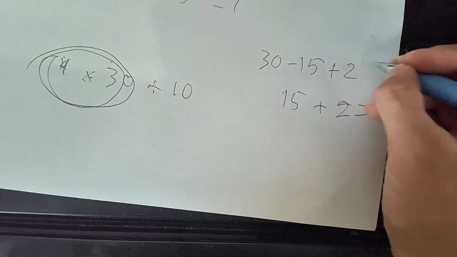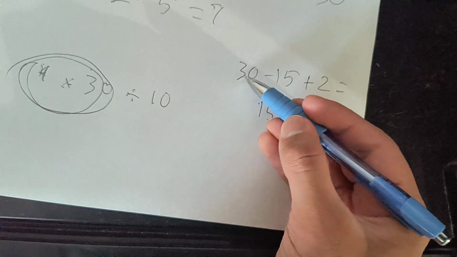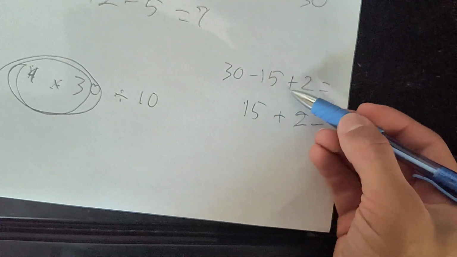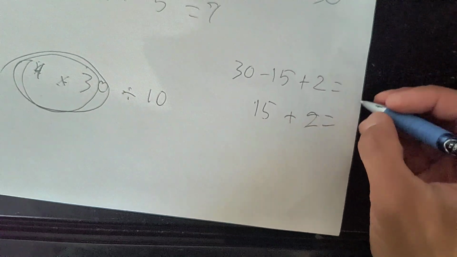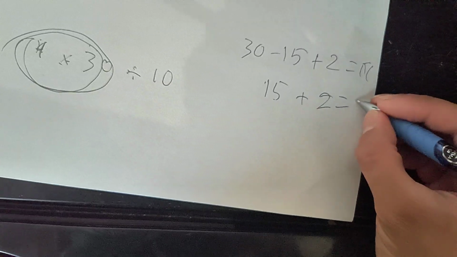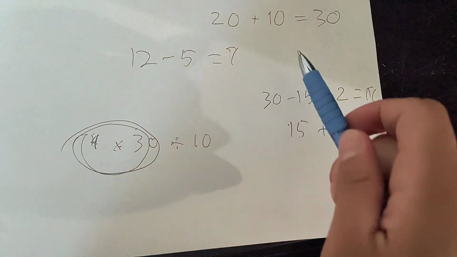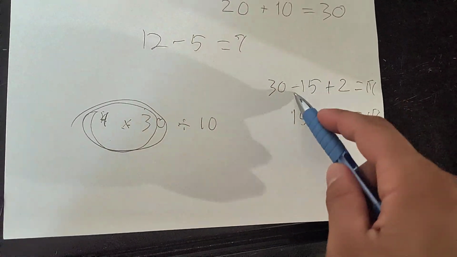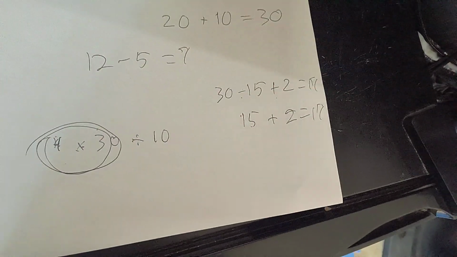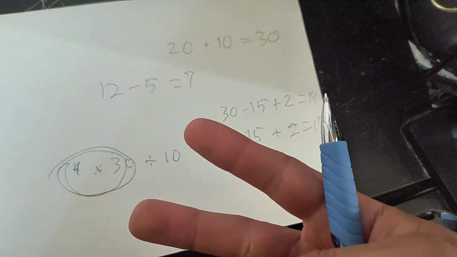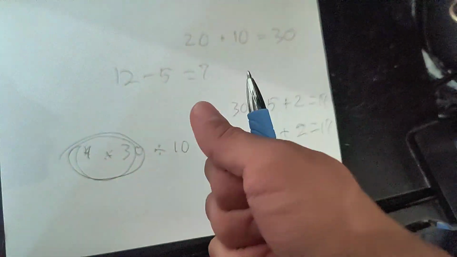So we subtracted 15 from 30, and then we added 2, which is just 17. So there were 2 operations that happened in this word problem, a subtraction and an addition, which means it's a 2-step word problem.